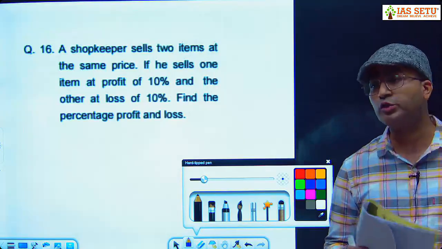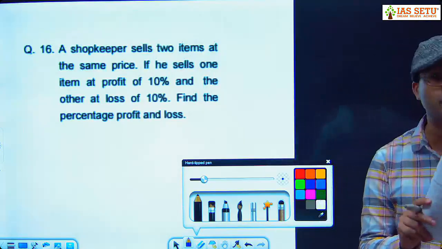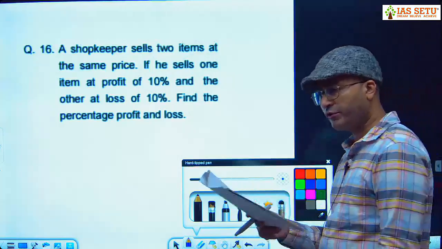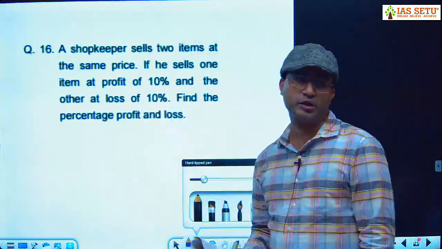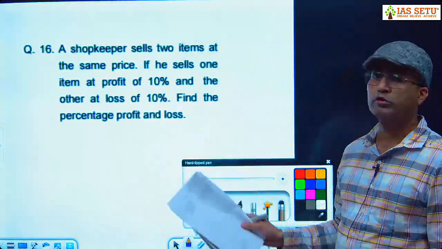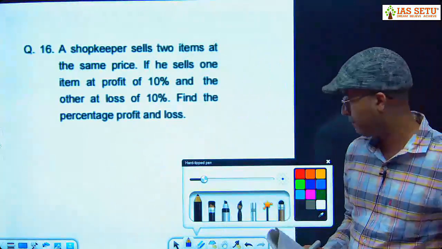ए शॉपकीपर ने 2 आइटम सेम प्राइस पे बेचे. It is not the cost price that is the same, the selling price is the same. On one there is a profit of 10%, on another there is a loss of 10%. एक पे 10% प्रॉफिट है, एक पे 10% लॉस है, तो हमें ओवरऑल प्रॉफिट और लॉस परसेंटेज निकालना है.